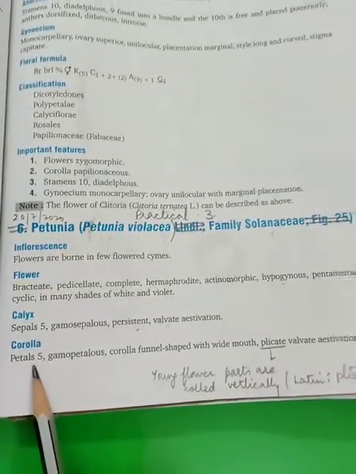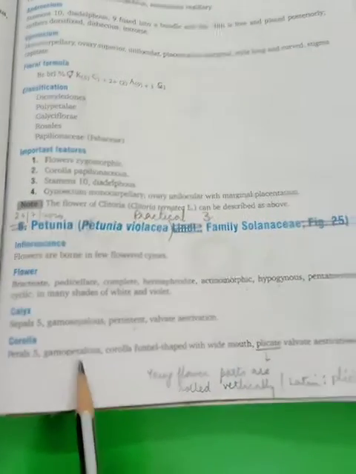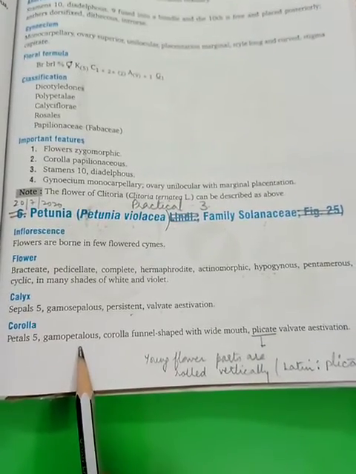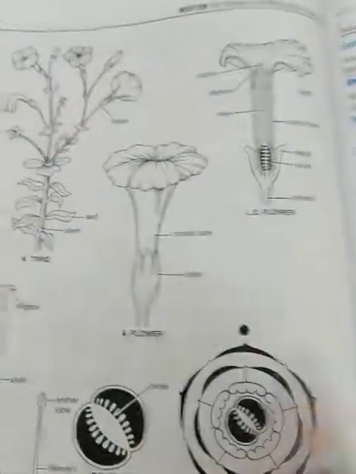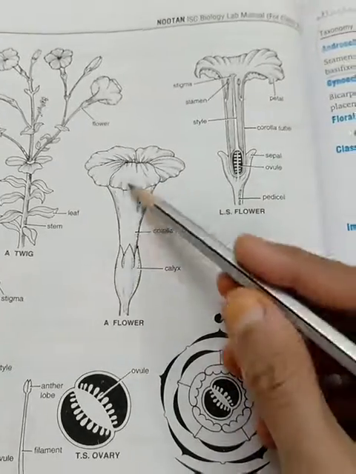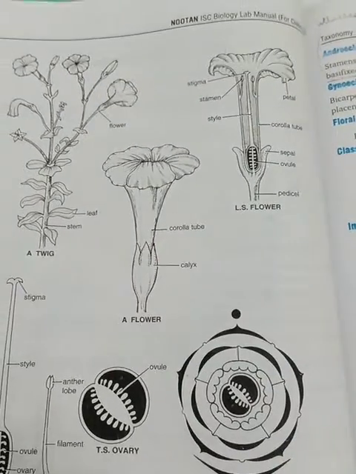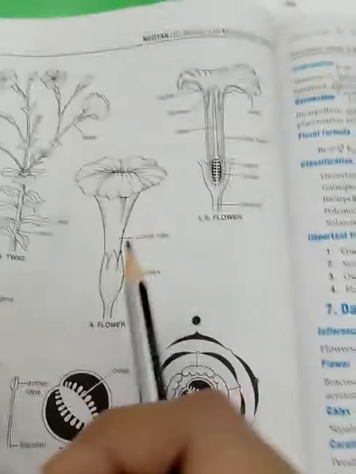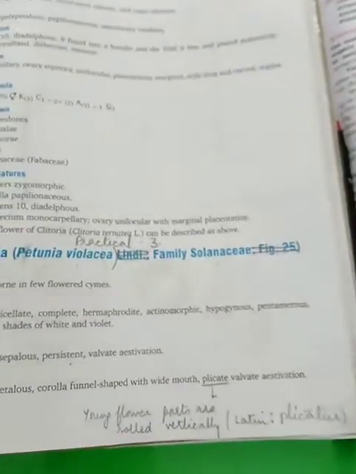Corolla, children, made up of 5 petals. Gamopetalous means they are in a fused condition. They form a tubular corolla. Petunia looks like this, children. You can see this is a corolla tube. I'm sure you've seen this many times in winter. It's in our school in abundance, right? Just at the office area, you can see many of them.